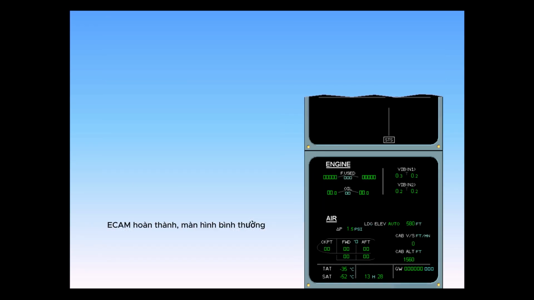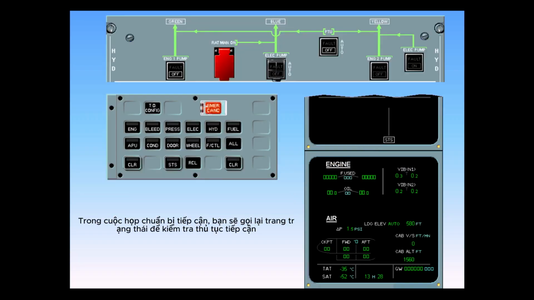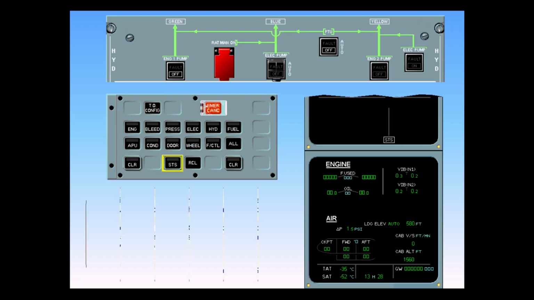ECAM complete, screens normal. Notice that the STS reminder is now displayed at the bottom of the EWD. During the approach briefing, you will recall the status page to review the approach procedure. If you fail to do so, the status page will be automatically called up as soon as the flap handle is moved to flaps 1. Call the status page.